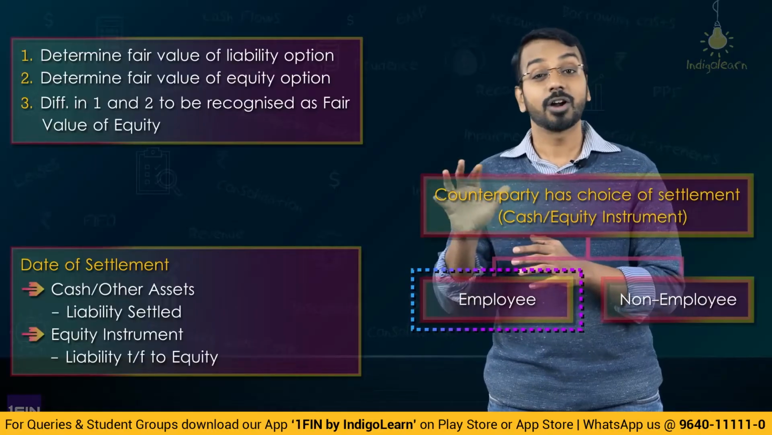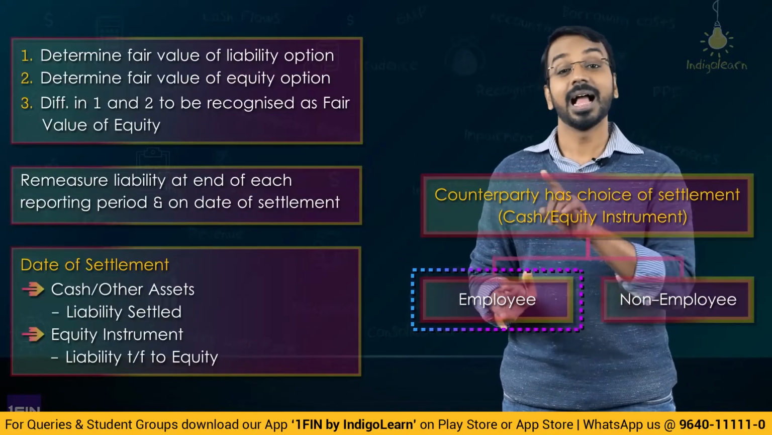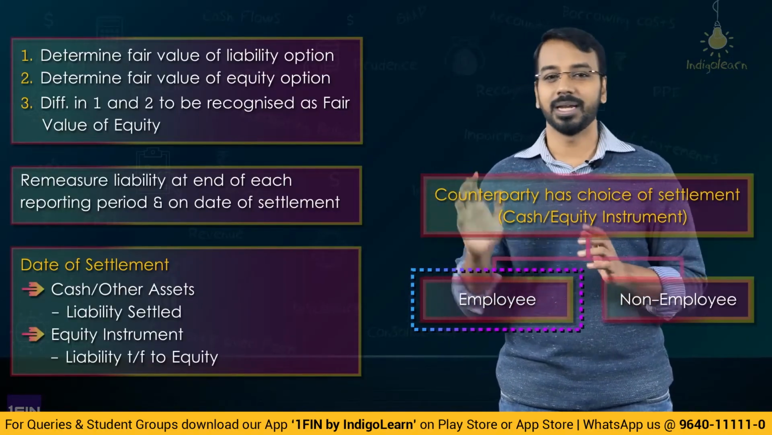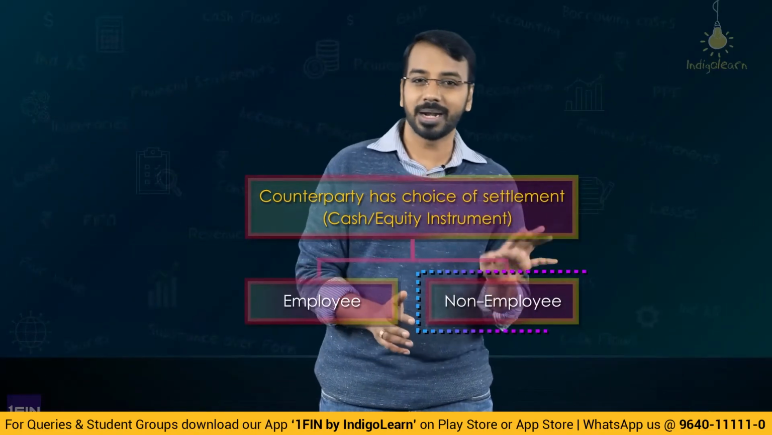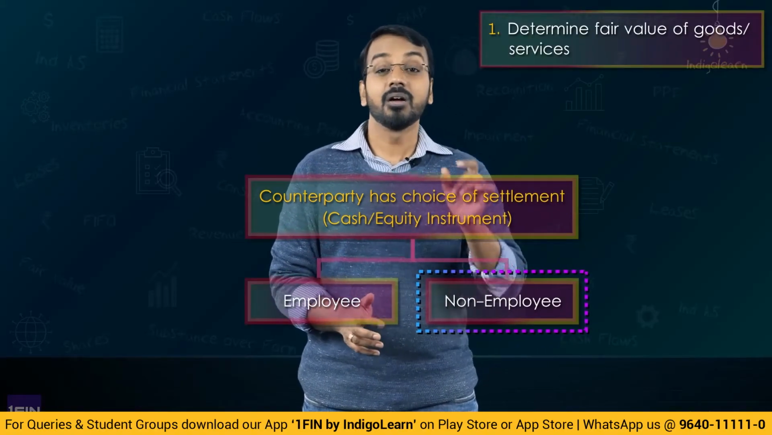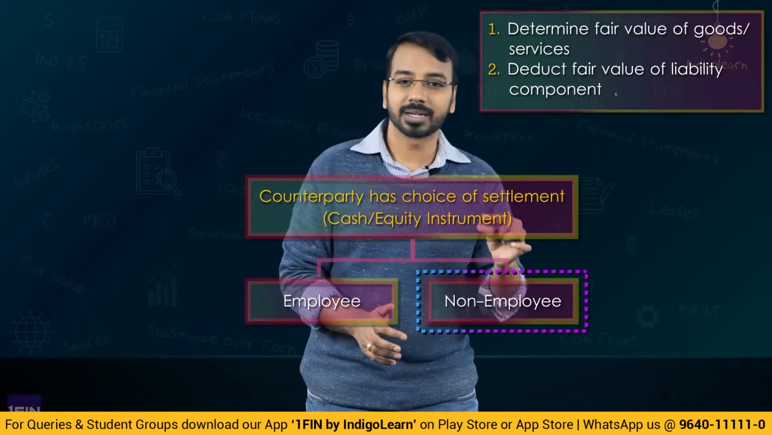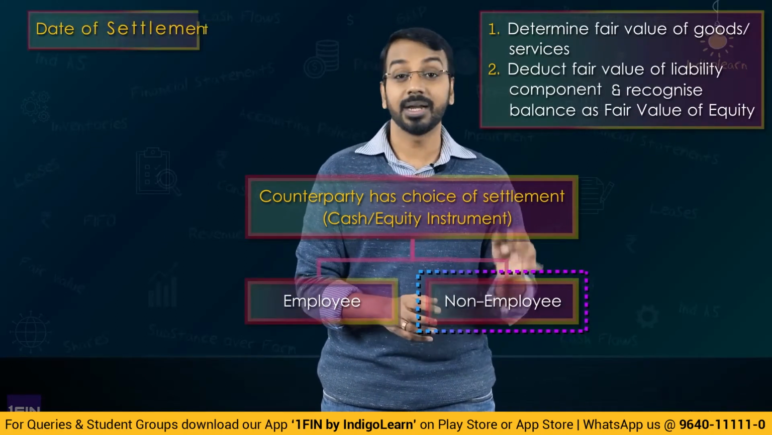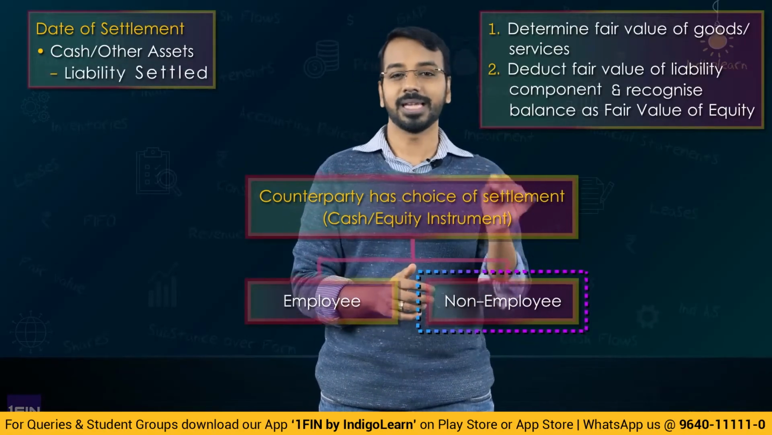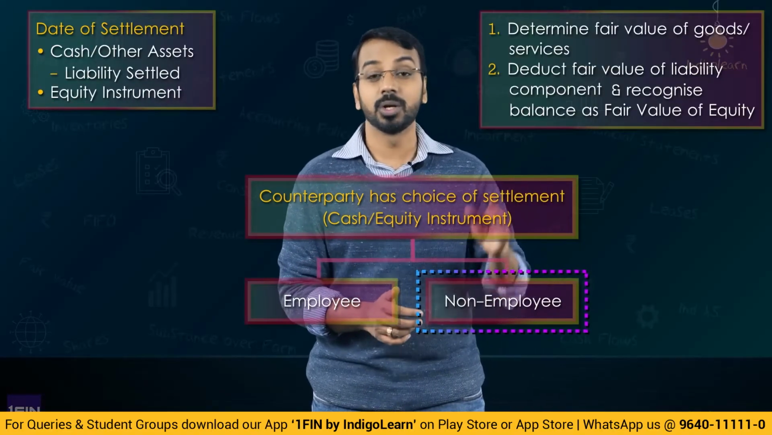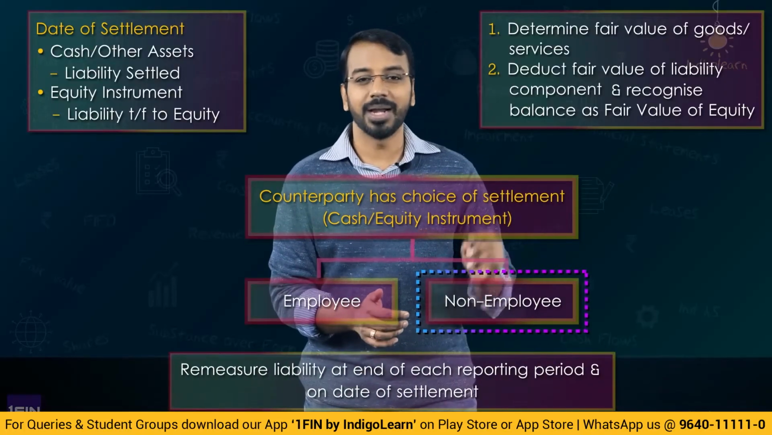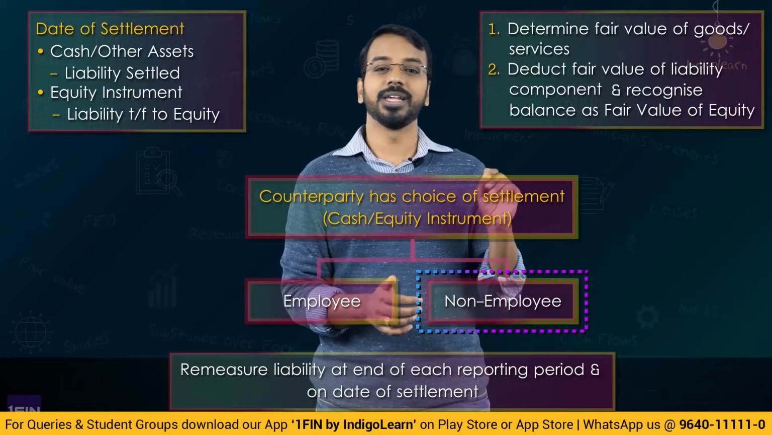And friends, please note, for the liability part, at the end of each reporting period and on the date of settlement you will do a fair value measurement and the difference will be recognized in the P&L. Coming to other parties, you will determine the fair value of the goods or services. From that you will deduct the fair value of the liability component and the balance will be recognized in equity. Even here on the date of settlement, if cash is taken, then the liability will be exhausted by paying cash or transferring other assets. If equity is issued, then the liability will be transferred to equity. Even here for the liability part, you will do a remeasurement at the end of each reporting period and on the date of settlement, right?